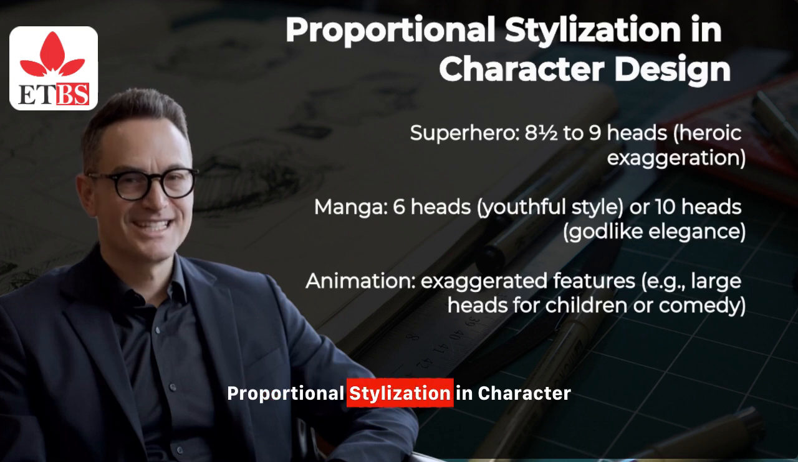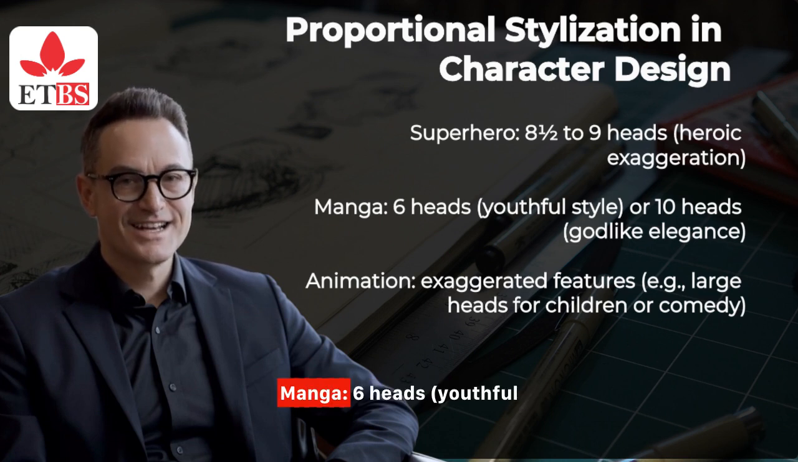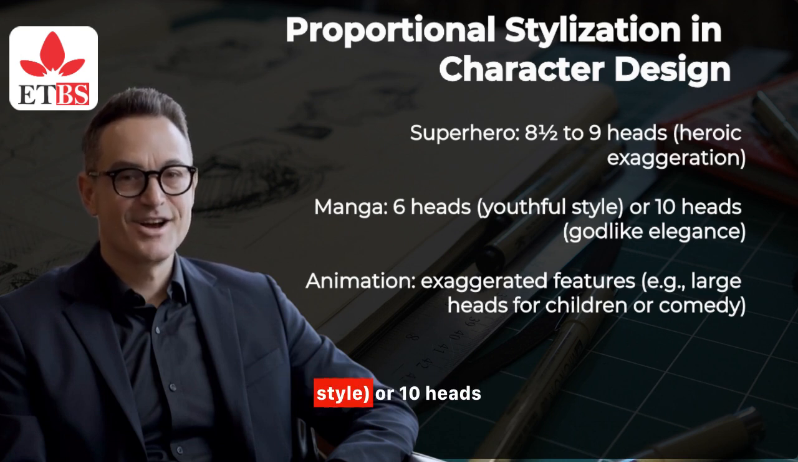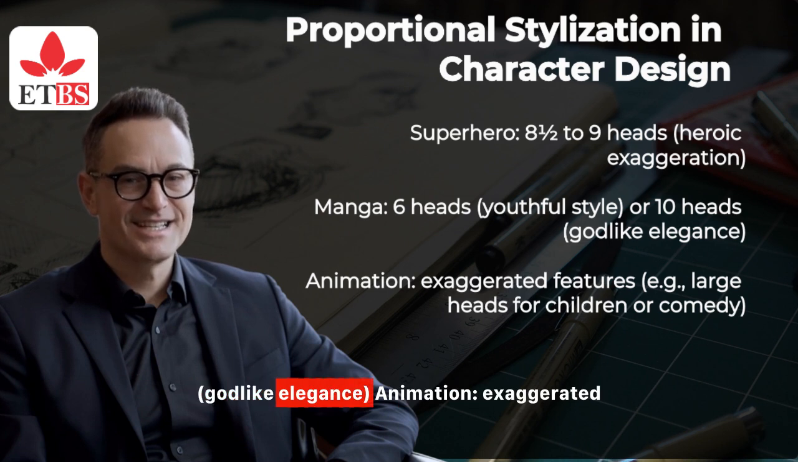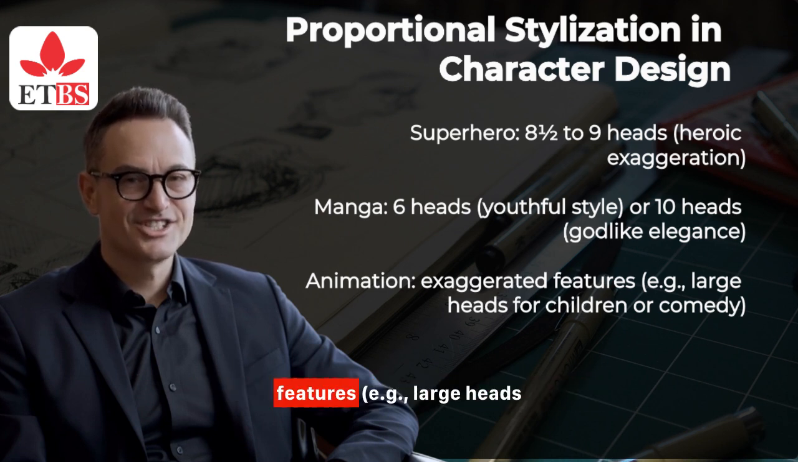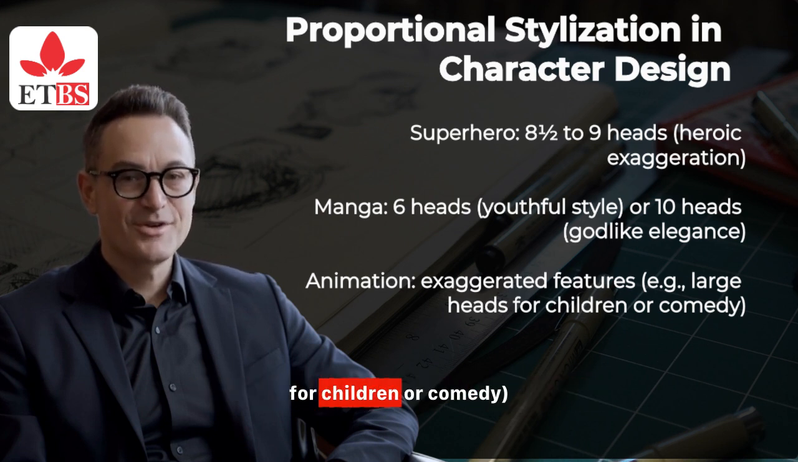6. Proportional stylization in character design. Superhero, 8.5 to 9 heads, heroic exaggeration. Manga, 6 heads, youthful style, or 10 heads, godlike elegance. Animation, exaggerated features, e.g., large heads for children or comedy.